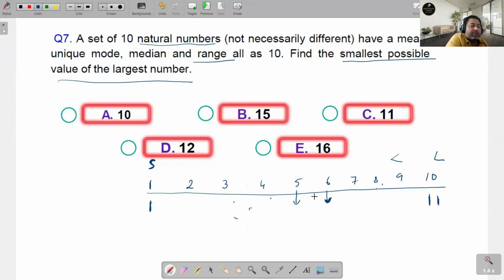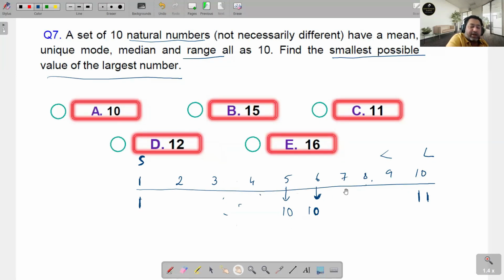Now what options can we take? Either we can take a 10 and 10, so that the median is 10, because 10 plus 10 divided by 2 makes the median 10. Or we can take a 9 and 11. We cannot take an 8 and 12, because the numbers are in increasing order and the largest number is already 11 here, so you cannot have a 12. So these are the two possibilities.